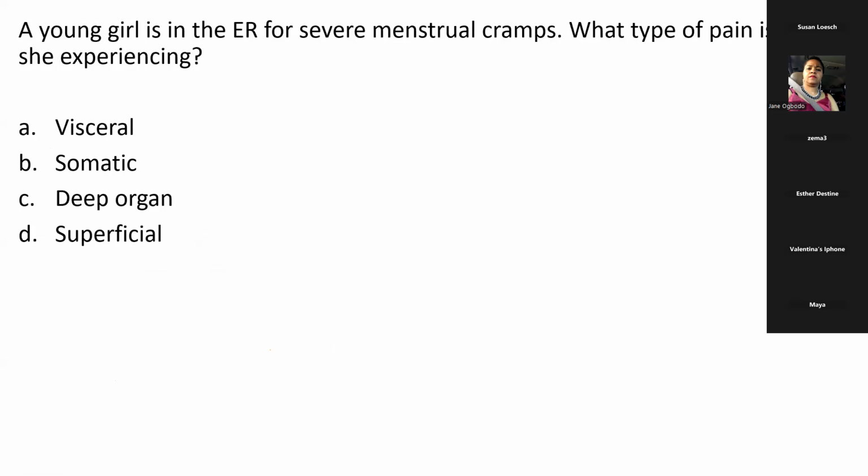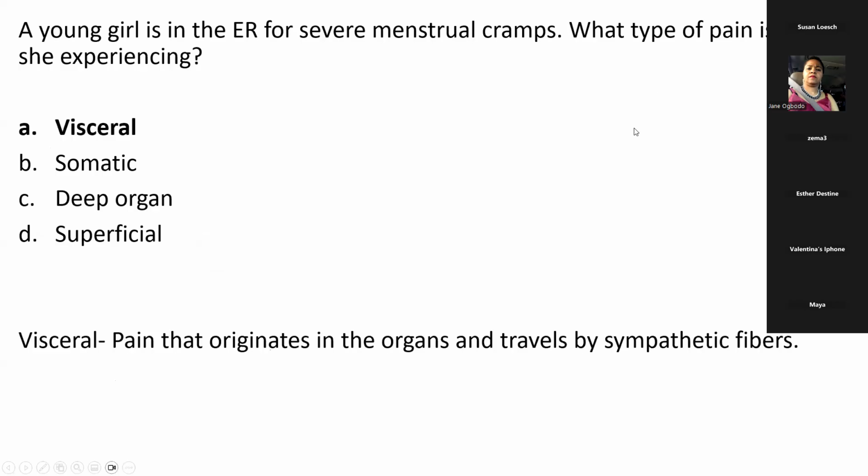A young girl's in the ER for menstrual cramps. What type of pain? A. Visceral.